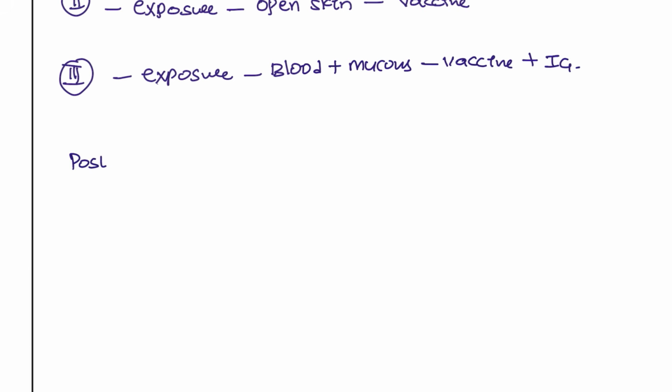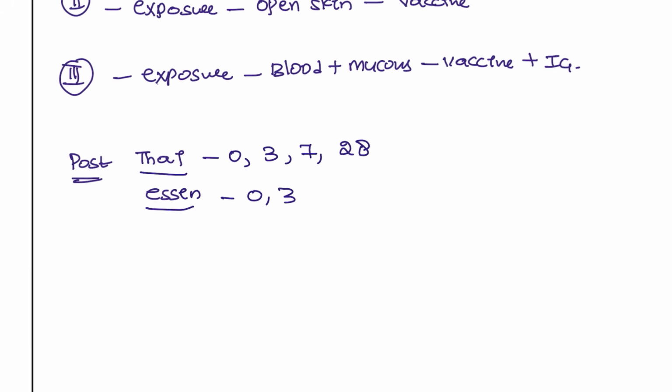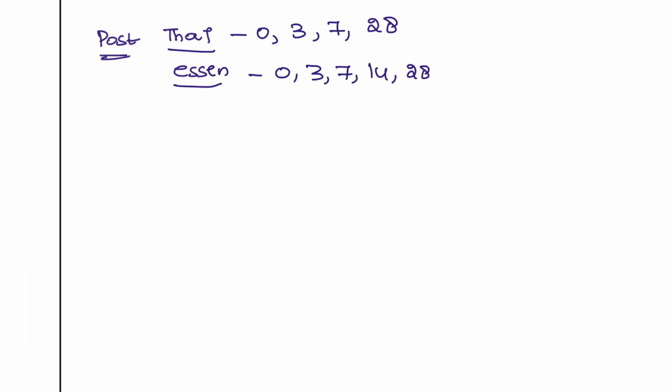Next, post exposure, you have the three regimens. One is the Thai, one is the SN regimen. Number of letters you can remember. 4 doses are given for the Thai regimen: on day 0, day 3, day 7, day 28. SN: day 0, 3, 7, 14 and 28 you are going to give.